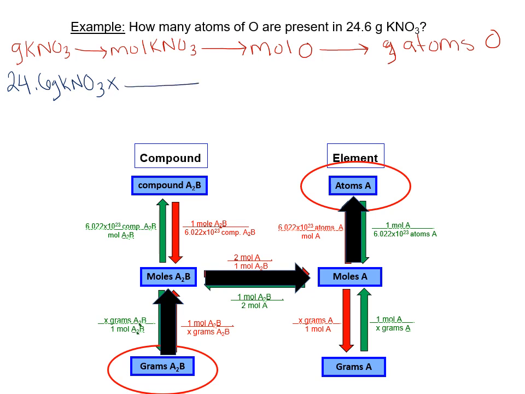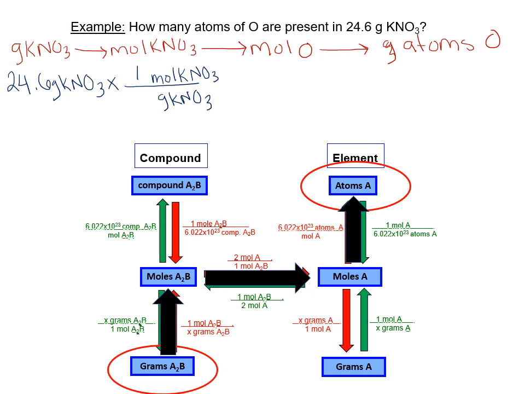I'm trying to cancel grams, so grams goes on bottom, right? Remember we learned that before, that the unit you're trying to cancel goes on the opposite end. I'm trying to get moles of KNO3, so moles of KNO3 goes on top. And what we've learned so far is that the mole gets the 1. So here, I put a 1 for the mole.